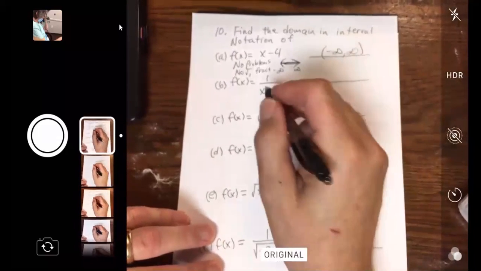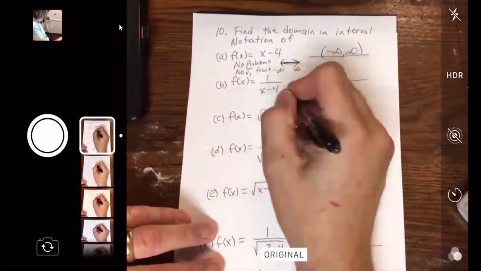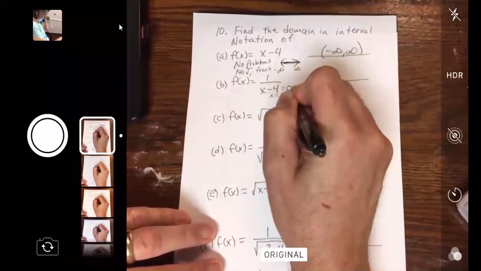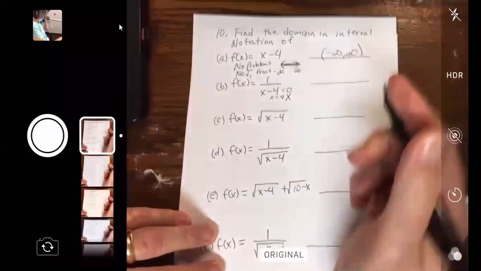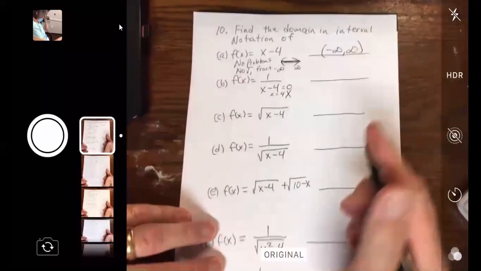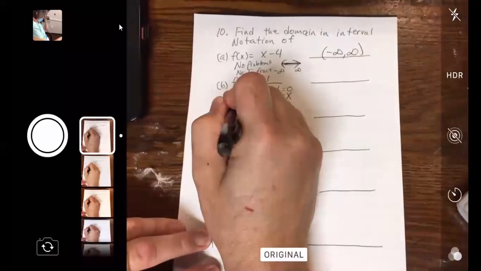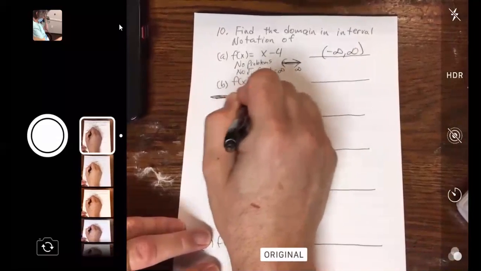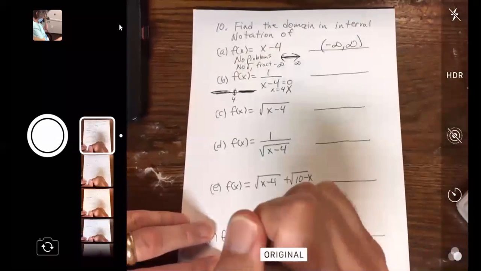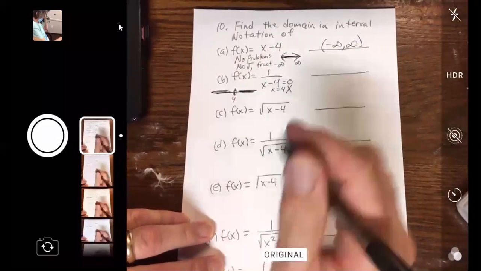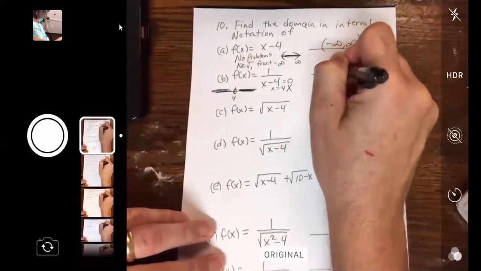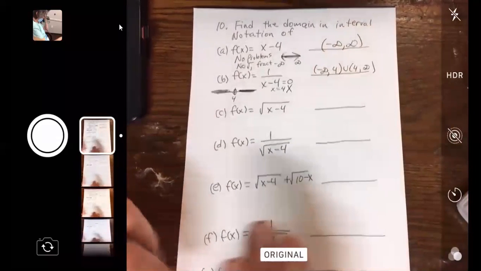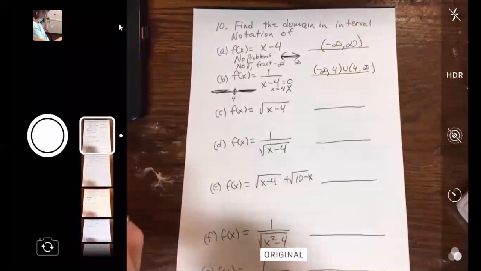So then you stick it in a fraction. Again, you're setting this to 0. That means x equals 4, which means it's the number you can't use. So that busts up. Your first one is 4, open circle, but you don't have to test. So that goes negative infinity to 4 and 4 to infinity. Any questions about that?